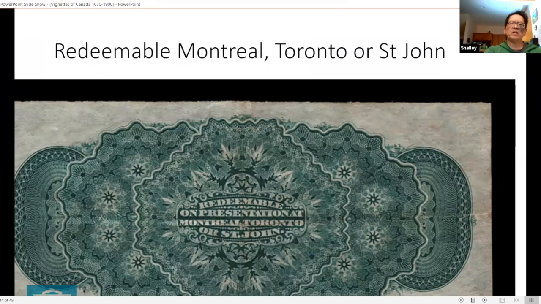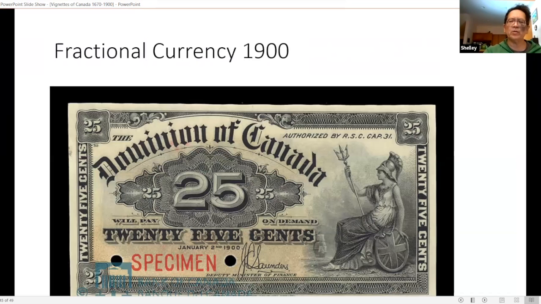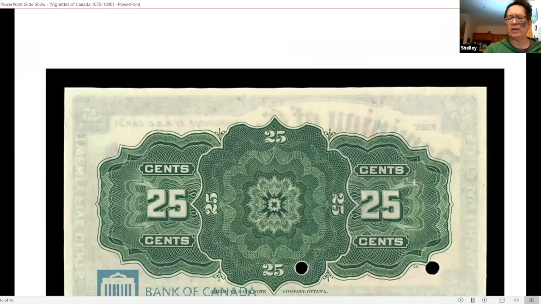In 1900, they changed the configuration of the fractional currency. So you have the 25 cents, you have the iconic British allegoric figure there, again with the British shield. On the reverse, you have no site-specific redeemable place, and that's a big change.